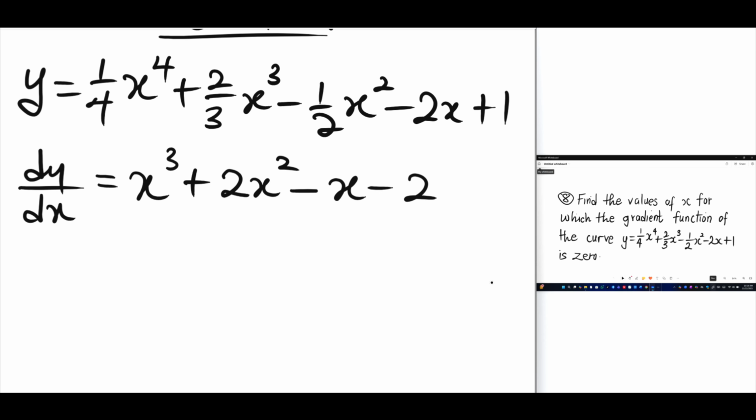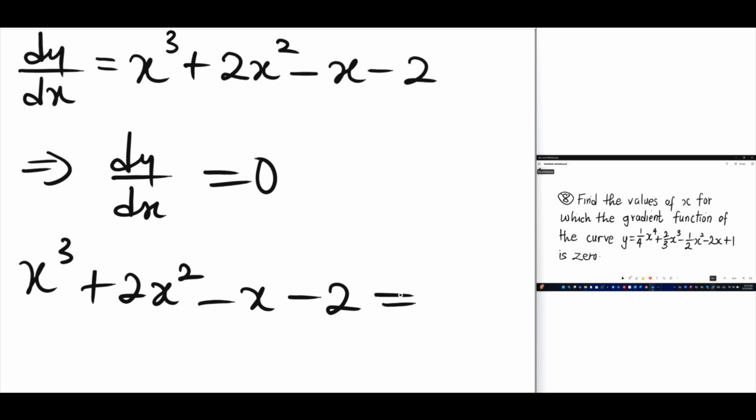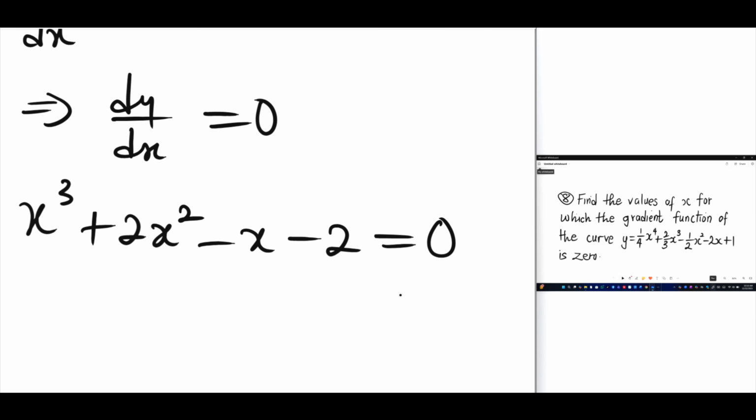But there's a condition that the gradient function is 0. We have to find the value of x in the given function for which its gradient function is 0. So this implies that our dy dx is equal to 0. Alright, we are going to get x cubed plus 2x squared minus x minus 2 to be equal to 0. So this is the equation that we are going to solve to get the value of x for which the gradient function is equal to 0.